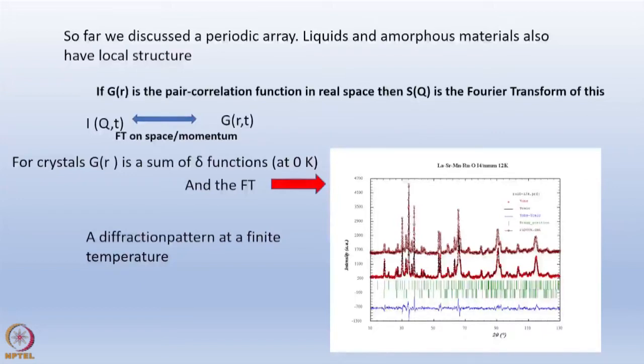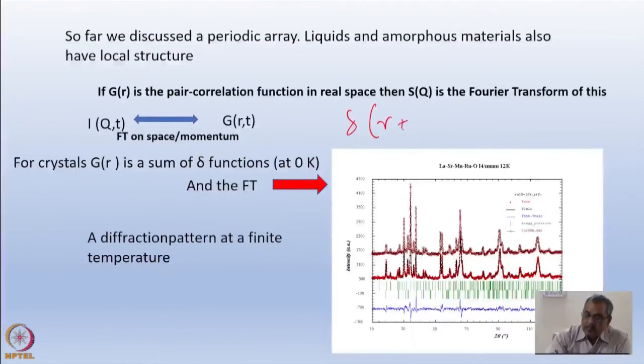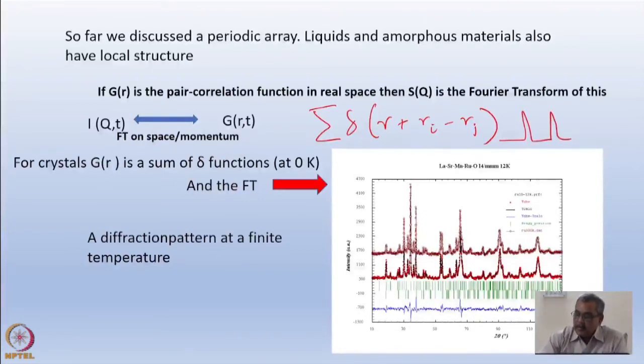So in the case of a periodic lattice, we have a sum of delta functions. If I take the temperature effect, my correlation function is a sum of delta functions, which are atoms sitting at locations, and its Fourier transform is this, an intensity pattern that I will obtain if I do a diffraction experiment with a periodic lattice. I have just picked a random one, on lanthanum, strontium, magnesium data from our Dhruva diffraction machine.